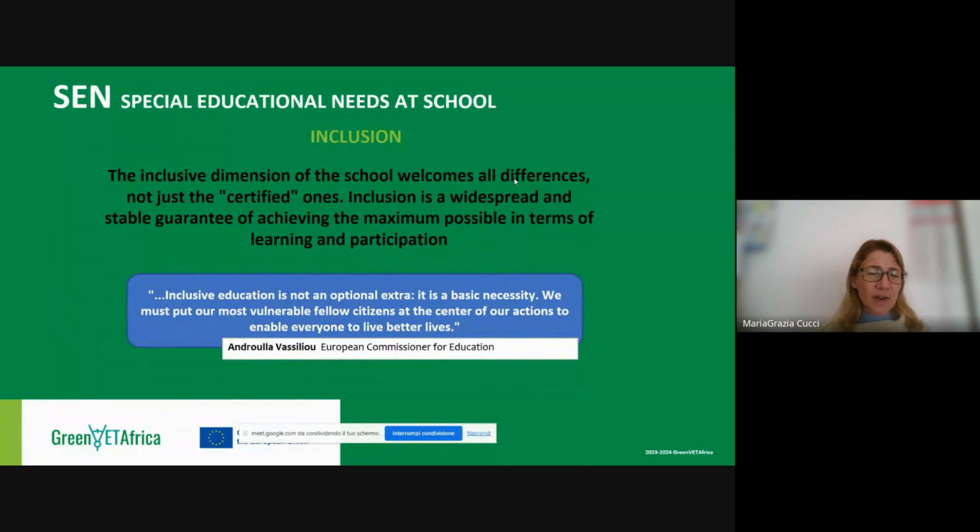I like very much these words from Androulla Vassiliou. She is the European Commissioner for Education, and she said: inclusive education is not an optional extra. It is a basic necessity. We must put our most vulnerable fellow citizens at the center of our actions to enable everyone to live better lives.